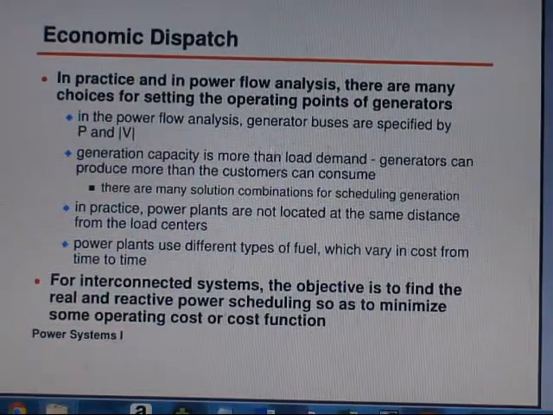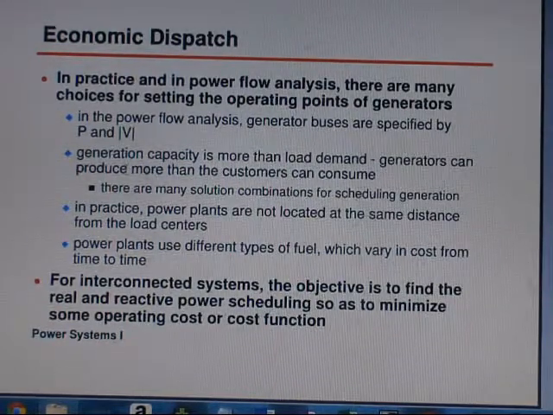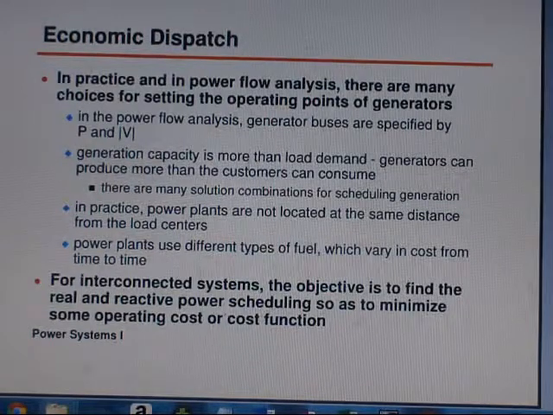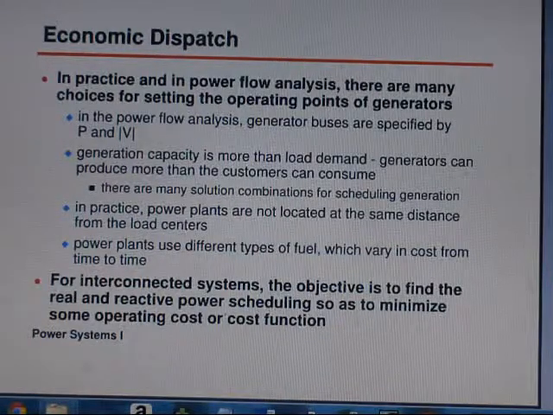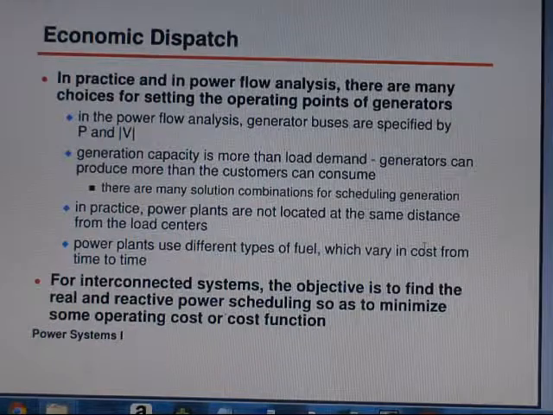Generation capacity is more than the demand. Generation can produce more than the customer can consume. There are many solutions for scheduling the generation. In practice, power plants are not located at the same distance from the load centers. Power plants use different types of fuel, which vary in cost from time to time.